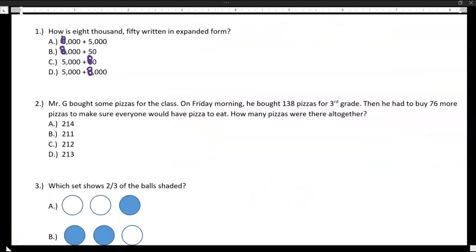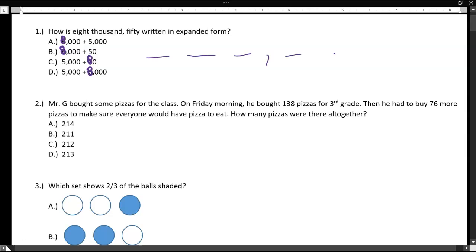All right, remember, on the review, number 1 through 10 was the exact same thing you had on your quiz. Okay? So we're going to go over these quickly, so be ready. How is 8,050 written in expanded form? So, place value chart.